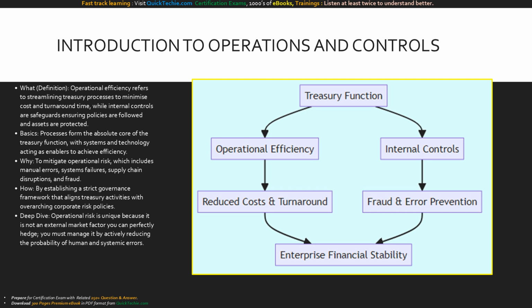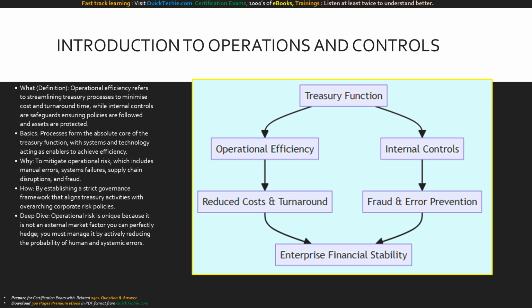Take a look at this flowchart on your screen. It illustrates how the Treasury function sits at the top, immediately branching into two equally important pillars: operational efficiency on the left and internal controls on the right. Efficiency flows directly into reduced costs and turnaround times, making the business agile. Meanwhile, internal controls flow into fraud and error prevention, acting as the firm's shield. Notice how both of these outcome nodes converge at the bottom into our ultimate goal: enterprise financial stability.